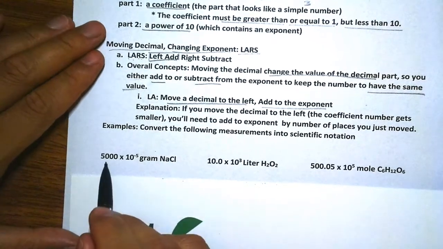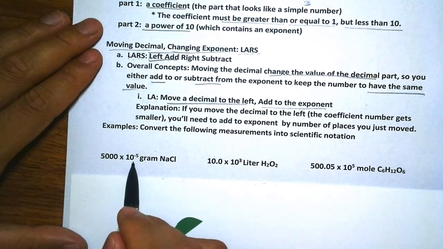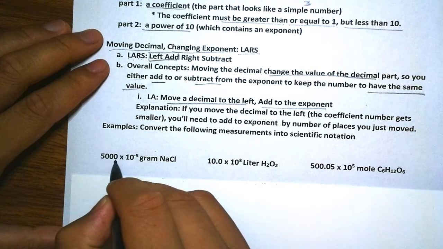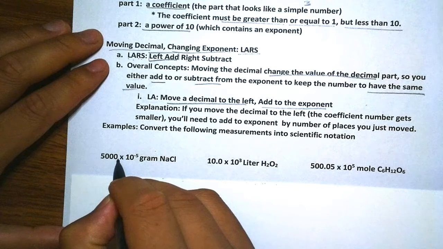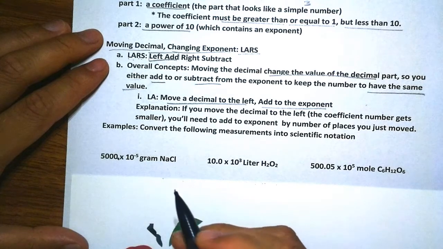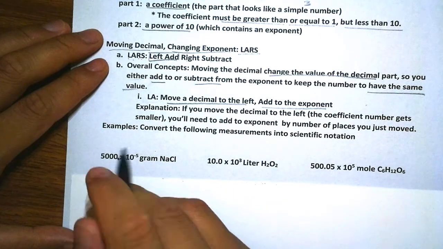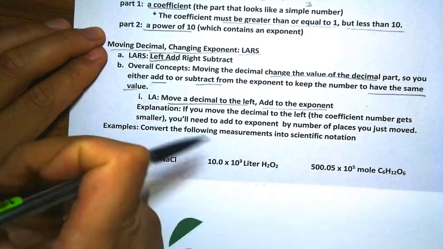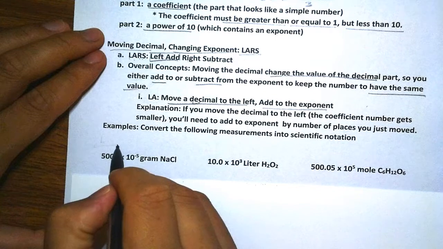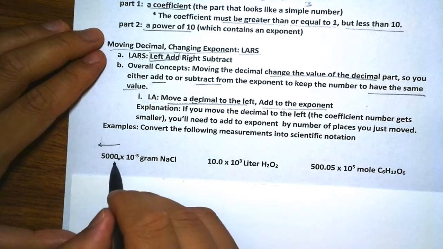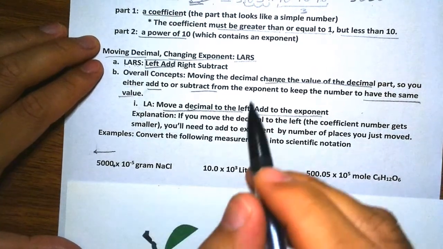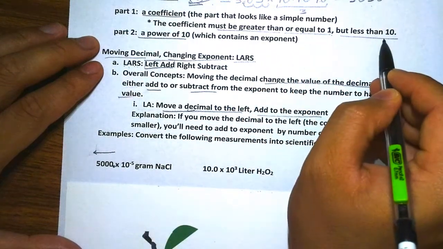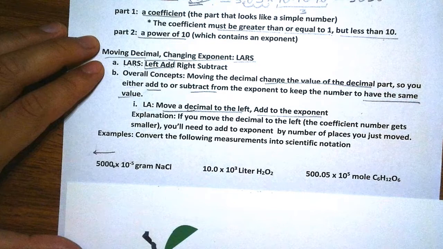I have 5,000 times 10 to the negative 5th grams NaCl. If we look at the coefficient part of this number, the decimal is at the very end, because if the decimal is someplace else, it would not be 5,000 anymore. So the decimal is at the end. And why am I moving to the left this way? Because we have to make the coefficient again greater than or equal to 1, but less than 10. And 5,000 is a lot more than 10.